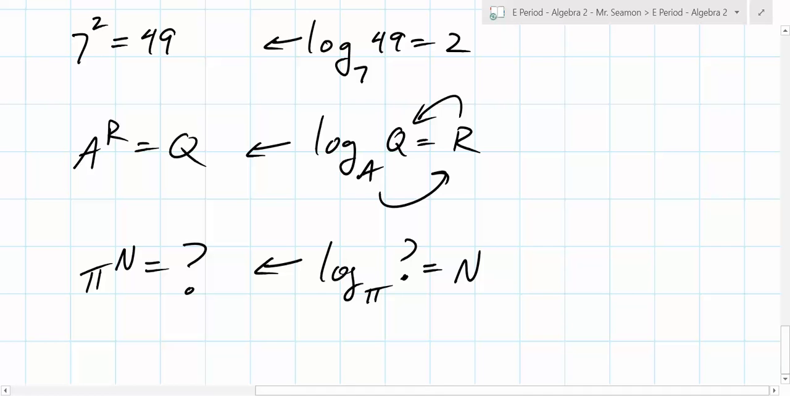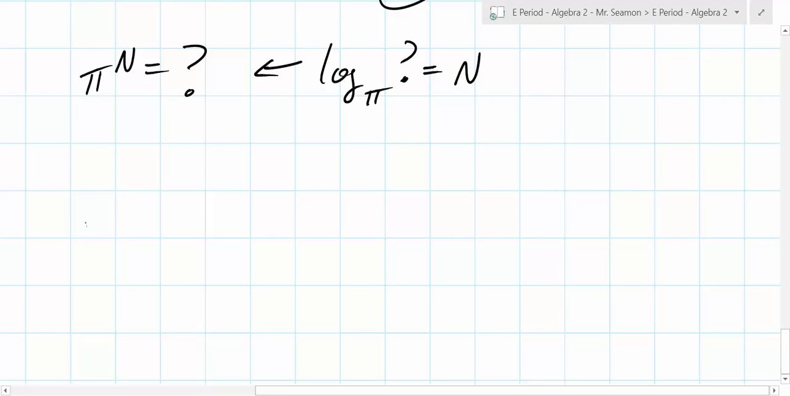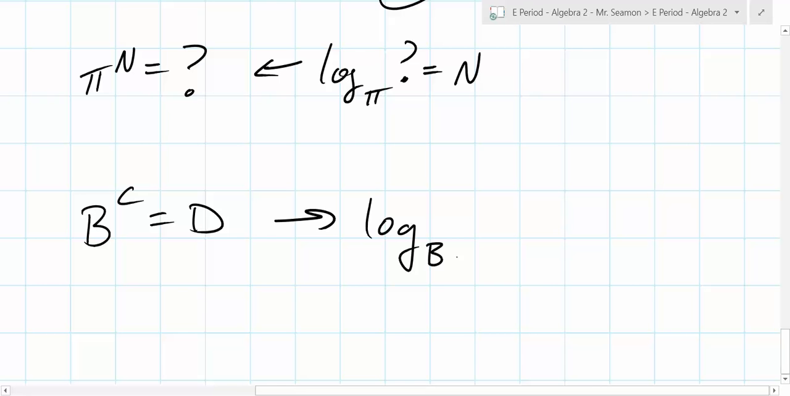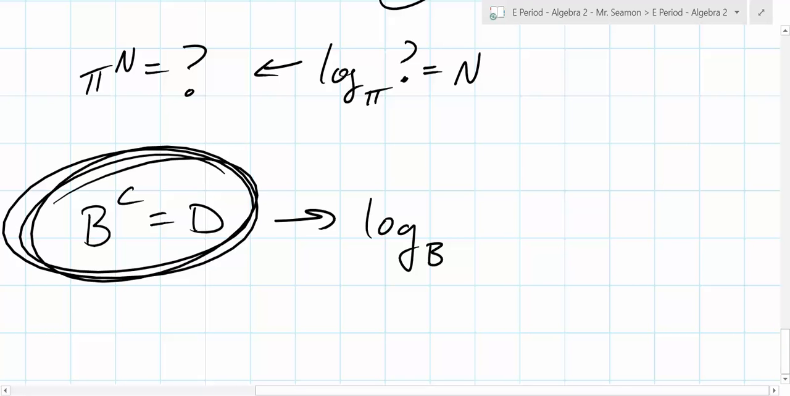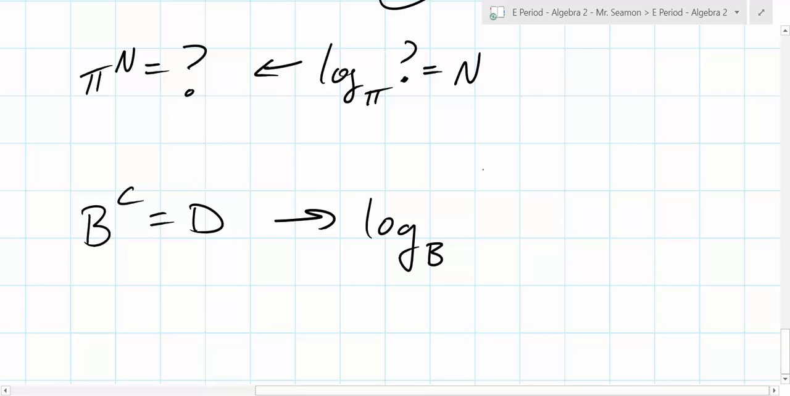But what else do you need to be able to do? It doesn't matter what's in those slots, they are treated the same. So let's go from, let's say it was b to the c is equal to d. Can anybody tell me what that log form is going to be? Log base what? Log base b. You know what the base is. You've done that before. B of what? Of d is equal to c, because b to the c is equal to d.